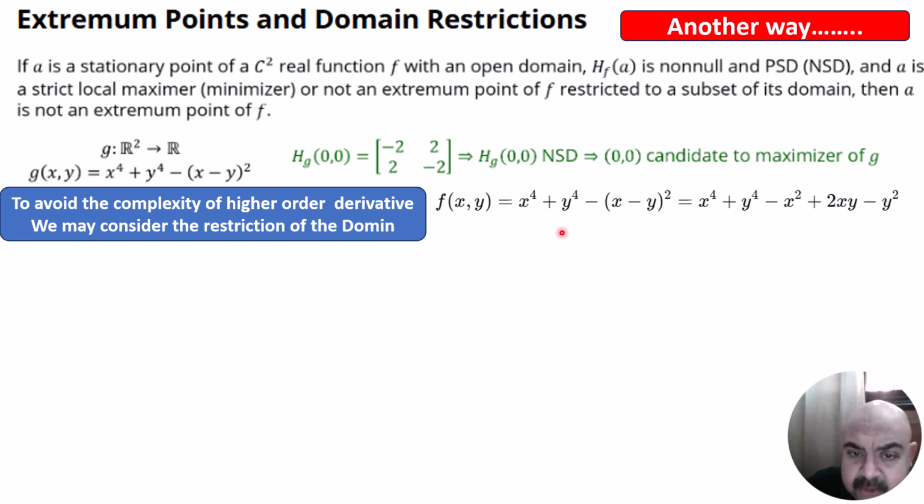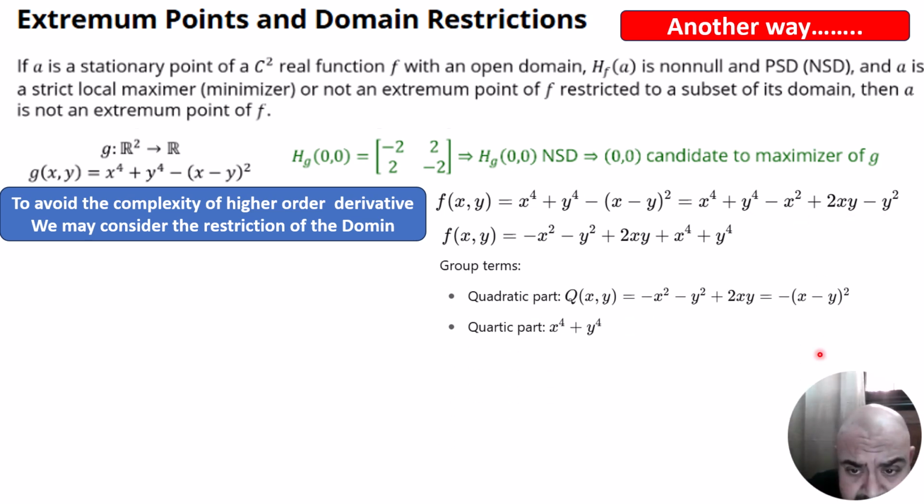So here is x^4 plus y^4 minus (x minus y) to the power of 2. Remark, this polynomial can be separated into a quadratic part and a non-quadratic part. The quadratic part, which will develop the quadratic form, is negative x squared plus 2xy minus y squared. If you take negative as a common factor, it's a perfect square, negative (x minus y) to the power of 2.